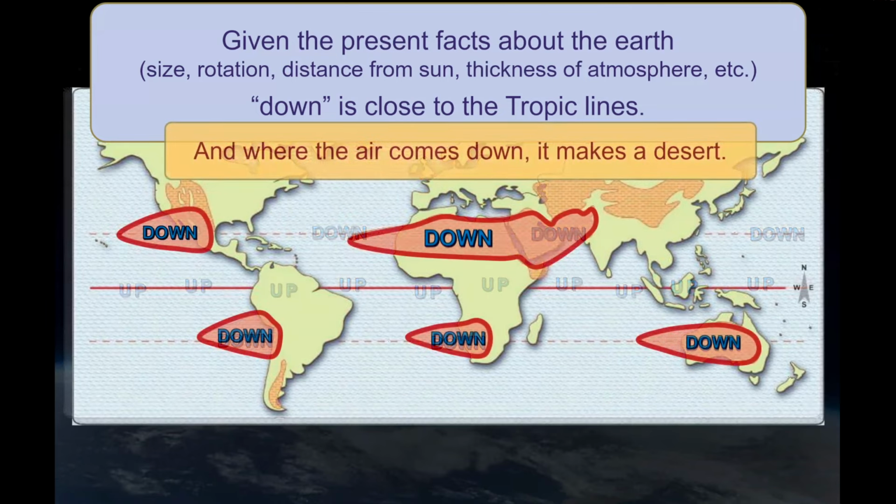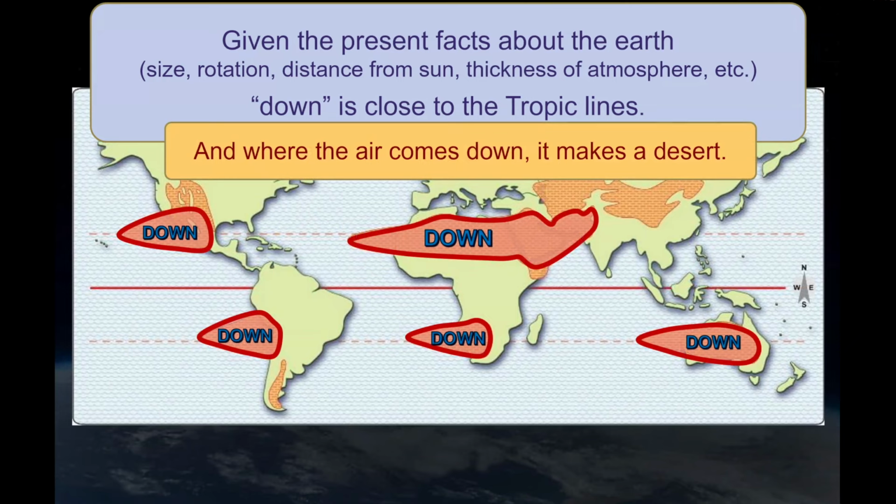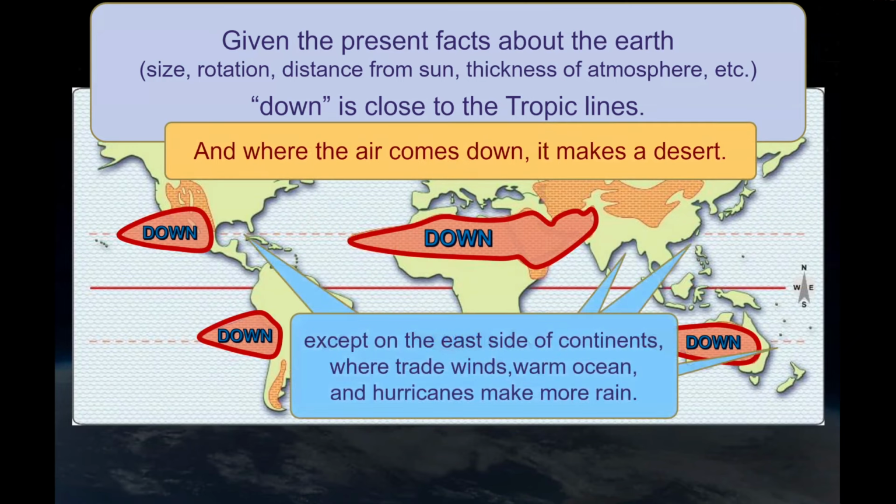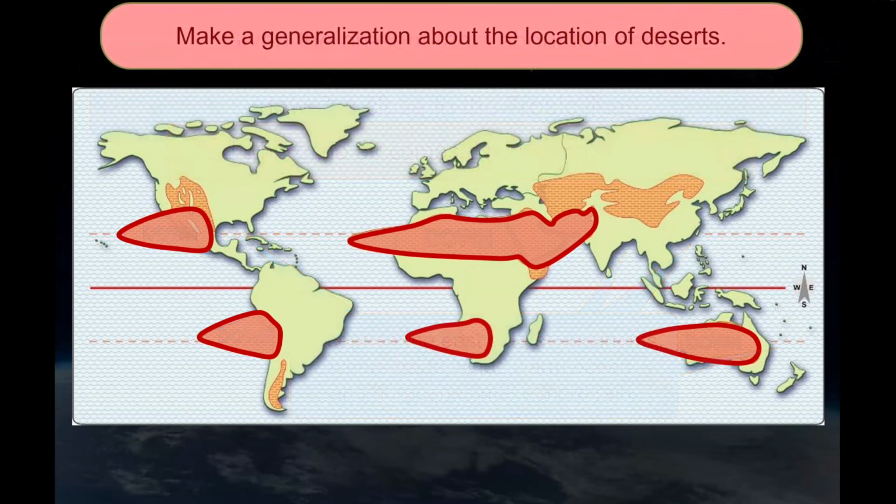And where that air comes down, it makes a desert, except on the east sides of the continents, where the combination of trade winds, warm ocean, and hurricanes make a little bit more rain. But even parts of Florida tend to be very dry for some times of the year. So let's make a generalization about the location of deserts. We'll need that in order to understand what happens when they might move.